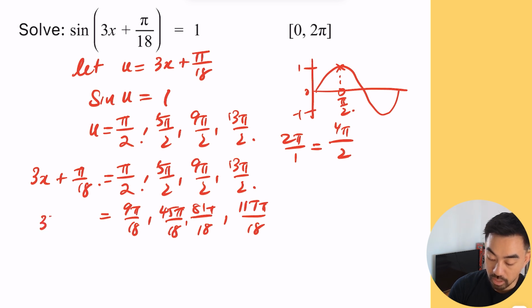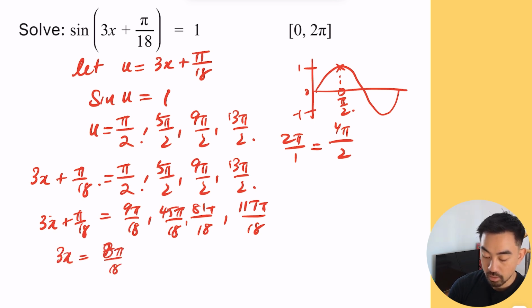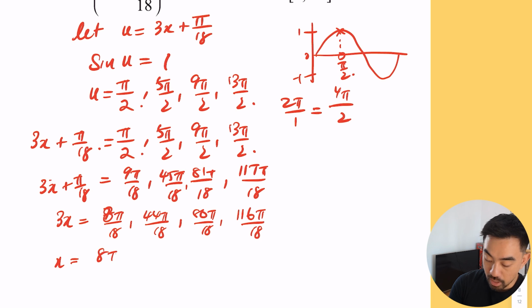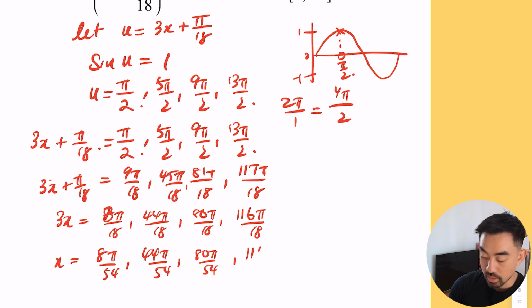So that's 3x plus pi on 18. Now I can subtract away the pi on 18. So 3x is equal to 8 pi on 18, 44 pi on 18, 80 pi on 18, and 116 pi on 18. Lastly, just divide through by 3. So x is equal to 8 pi on 54, 44 pi on 54, 80 pi on 54, and 116 pi on 54.